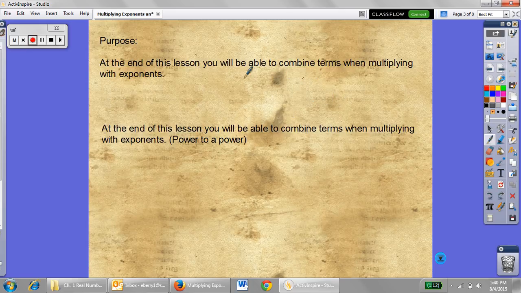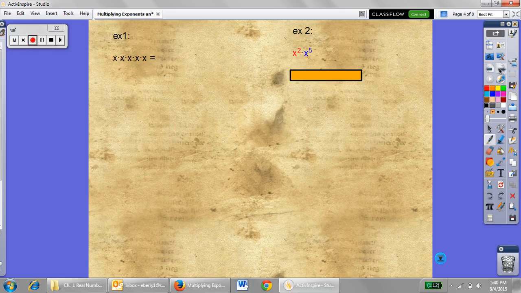Okay, let's start with our lesson. At the end of this lesson, you will be able to combine terms when multiplying with exponents. You'll also be able to combine terms when multiplying with exponents, a power to a power.